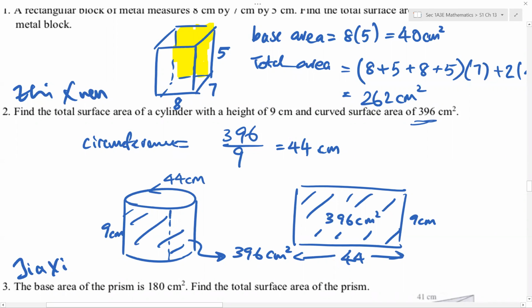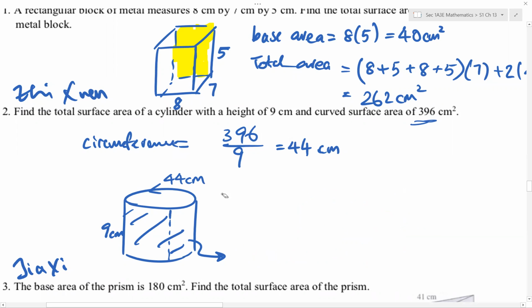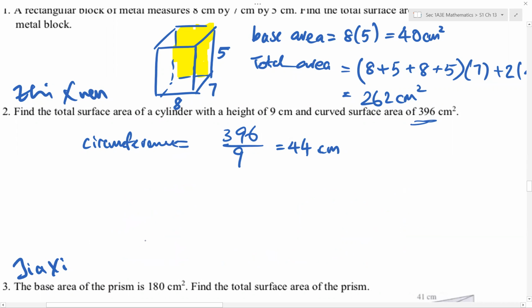But is there any other way that we can simplify it? Divide it by pi. Okay, this is not wrong so far. Okay, maybe we let you continue first. So 44 cm, and how do we carry on?